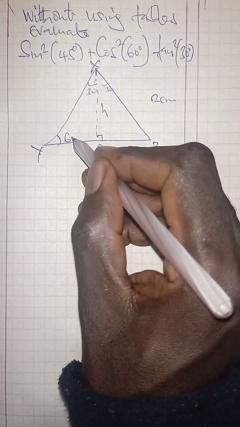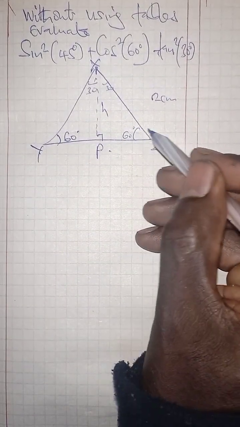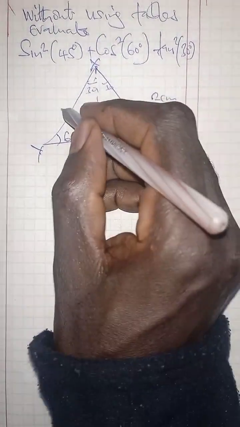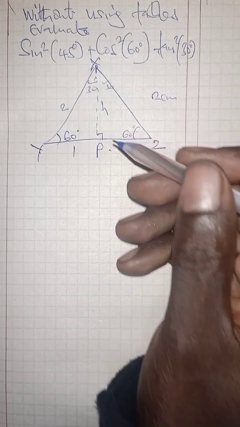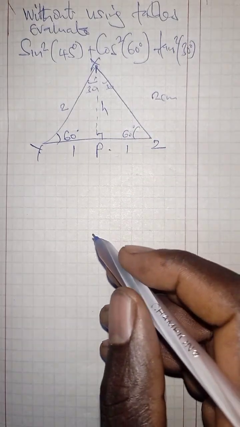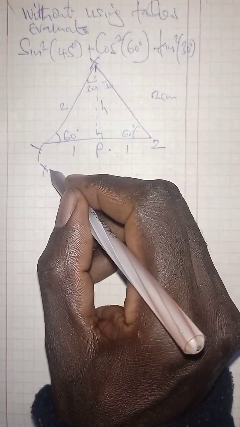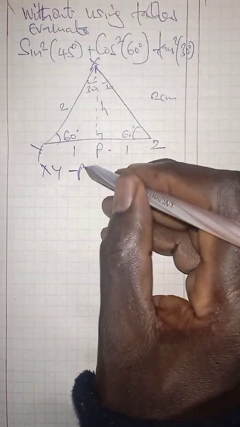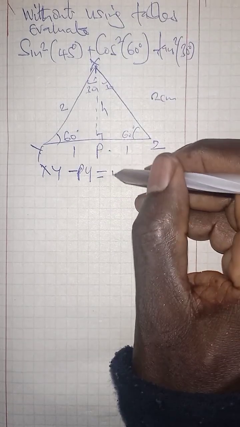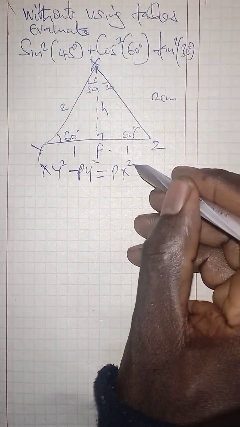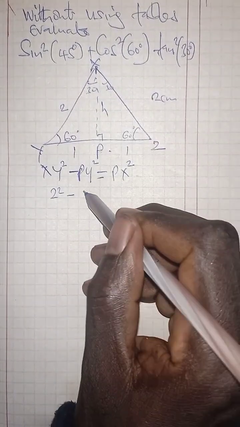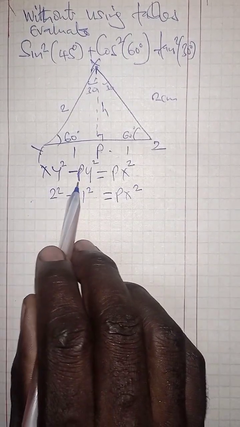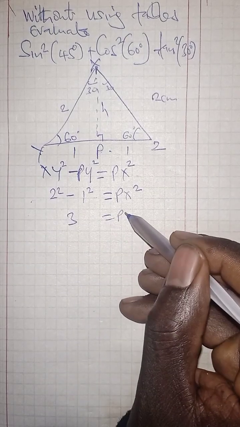We know in an equilateral triangle, each angle is 60 degrees. So having that in mind, this side is now 1 centimeter, this 1 centimeter, this is 2 centimeters. What is the height? The height, using the Pythagoras theorem, we shall have xy² minus py² should be equal to the height squared, which is px². Now we know this is 2² minus 1² is equal to px². So if you solve this, you get 3 is equal to px².